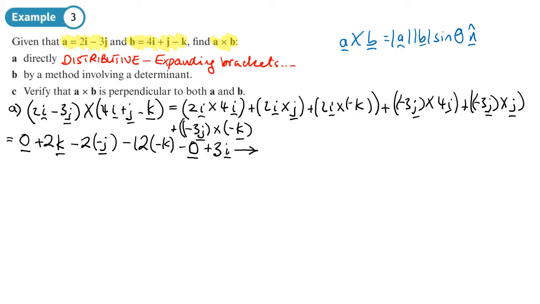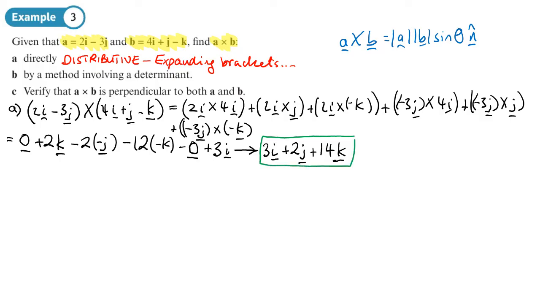Right, so if we simplify that and put everything together, we have 3i. We can forget about the zeros. Then we're going to have plus 2j, because we've got negative and negative, so plus 2j. Then after that, if we look at the k's, I've got plus 2k there, and this is going to become a plus 12k, isn't it? So it's going to be plus 14k. Okay, so that's using the direct method to do it.